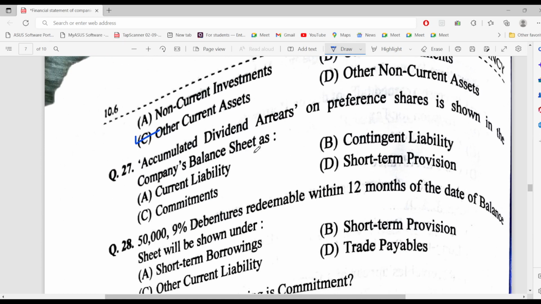Accumulated dividend arrears on preference shares is shown in the company's balance sheet as... accumulated dividend arrears. So means which you would be receiving soon. So the correct answer would be commitments, since it is a commitment made by the company. Okay.